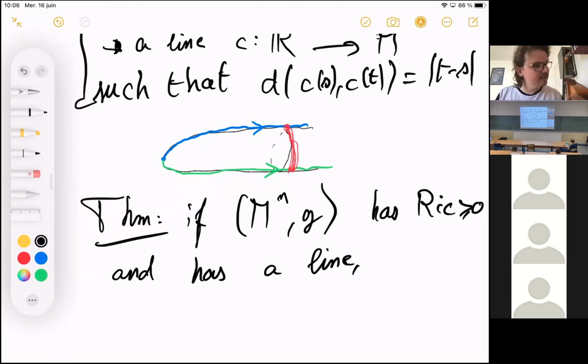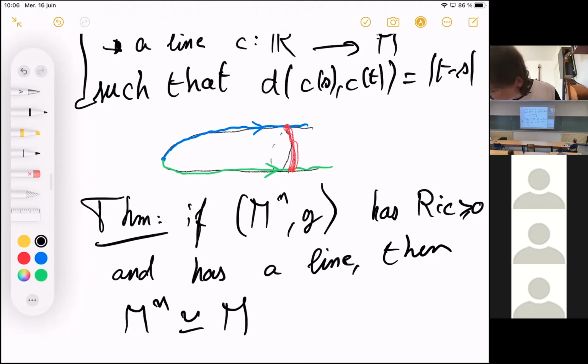We know that Myers theorem tells us that when you have Ricci curvature bigger than something positive, then the diameter is finite. And having a line is in some way like having infinite diameter, like you have an infinitely long geodesic in both directions. And so if you have non-negative Ricci curvature and a line, then we say that M splits.